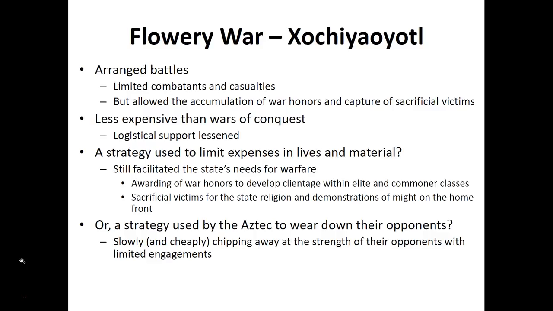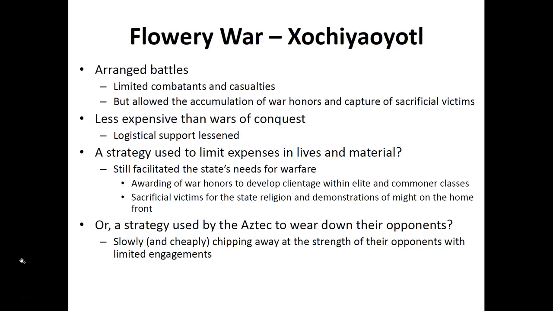You have a smaller army to support in the field. They are of a very set length of time, which would limit the amount of resources needed to support your army while it is in the field. So it lessens the amount of logistical support that was needed. And it's believed that this was a strategy used in order to limit the expenses, in both lives and materials, expended in warfare.